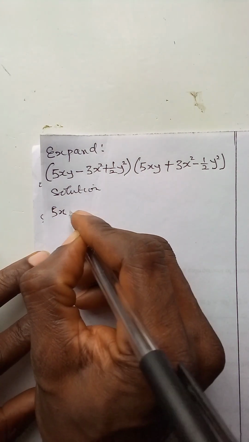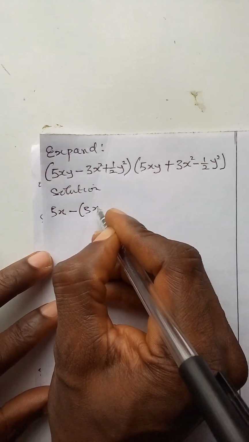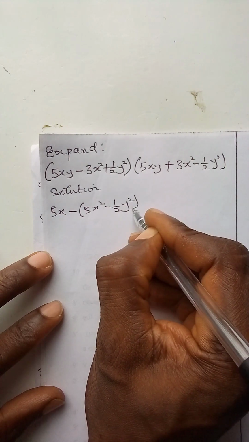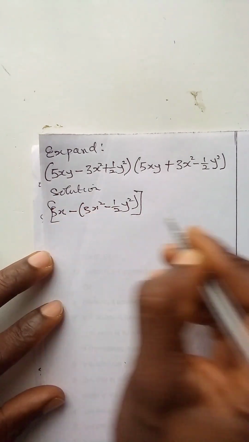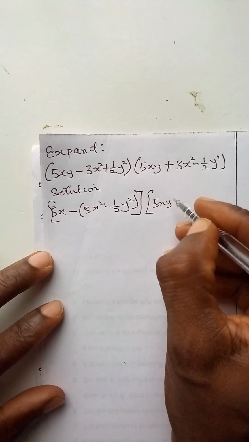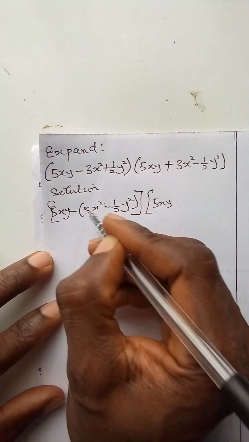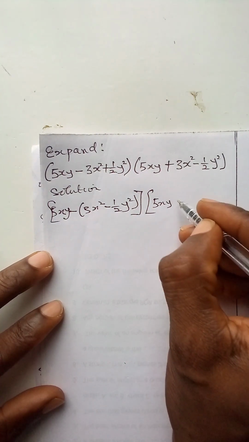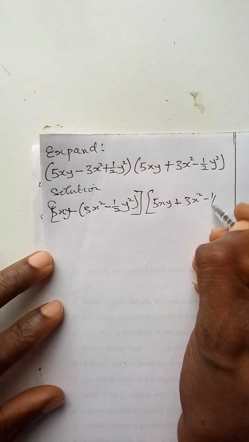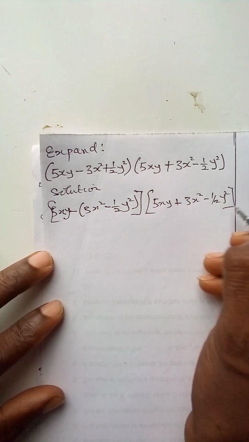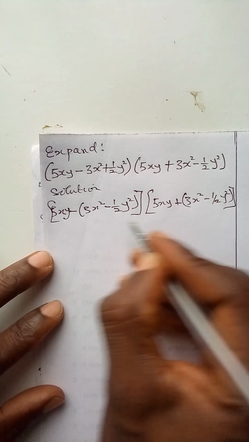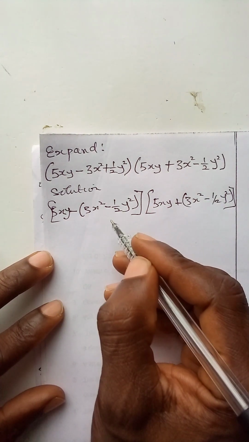5x minus bracket 3x squared minus 1 over 2y squared as the first bracket. And in the second one, we'll have 5xy. There's a y here, please. 5xy plus 3x squared minus 1 over 2y squared. We now see that this term and this term are just the same.